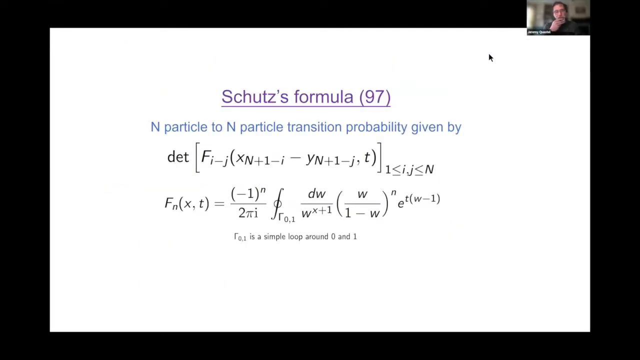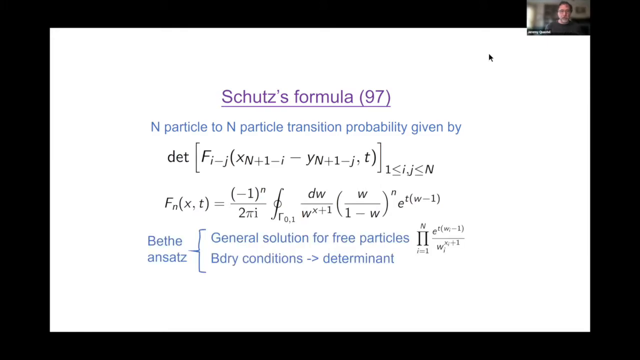Okay, so here's Schütz's formula. As I said, it is an n by n determinant full of contour integrals. So there's the n by n determinant. The x's and the y's are your initial n positions of the particles and the final n positions of the particles. And these entries are given by some contour integrals, and I won't say much more about it. It's not a particularly intuitive formula. And as I said, the formula is not particularly conducive to doing any limits of it, except in the special case of the narrow wedge, where you can already see the Toeplitz structure a little bit.